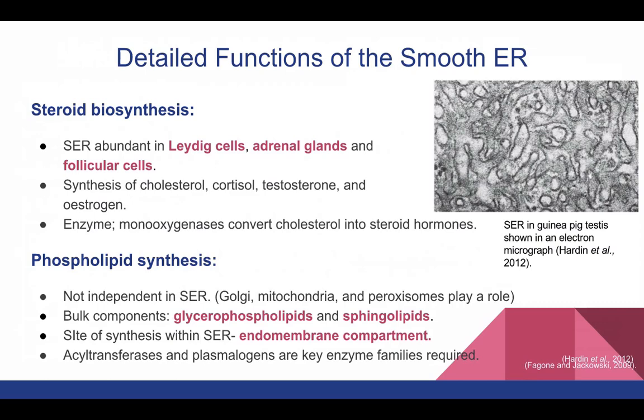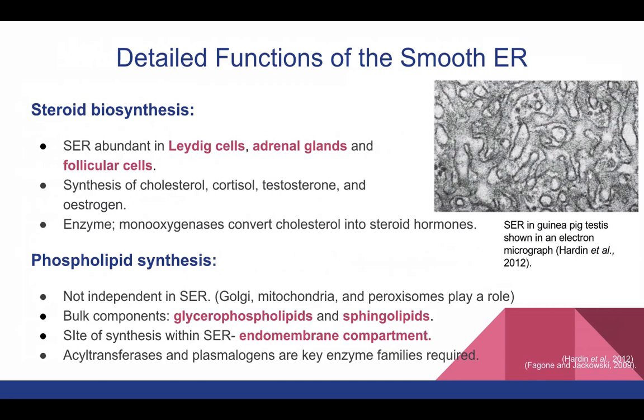The smooth ER contains the enzyme hydroxymethylglutaryl CoA reductase, which is a key to the synthesis of cholesterol. Monooxygenases, mentioned earlier, also have a role in converting cholesterol into the steroid hormones.